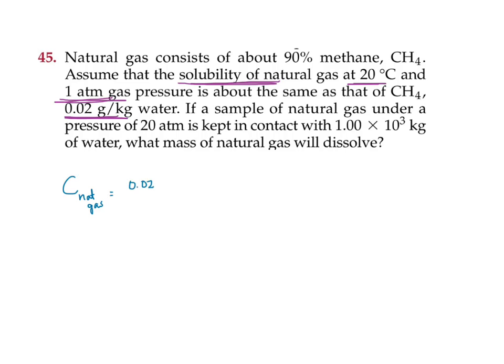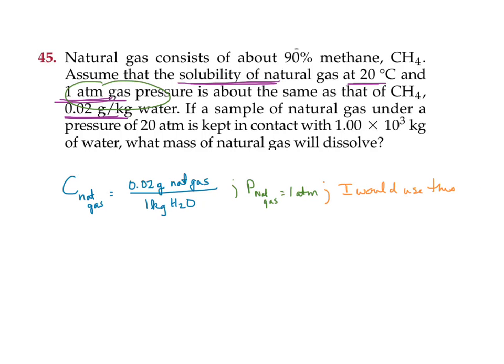The next one's talking about natural gas. Don't let the 90% fool you. I read it a few times, and that 90% has nothing to do with it. Basically it's just saying instead of being 100% methane, we're going to assume that it behaves like methane, CH4. And we have the solubility of CH4 as 0.02 grams of CH4 per kilogram of water. Right there, concentration of natural gas. Then it says we're going to jack up, let's see, that's 1 atmosphere. So this stuff is given.